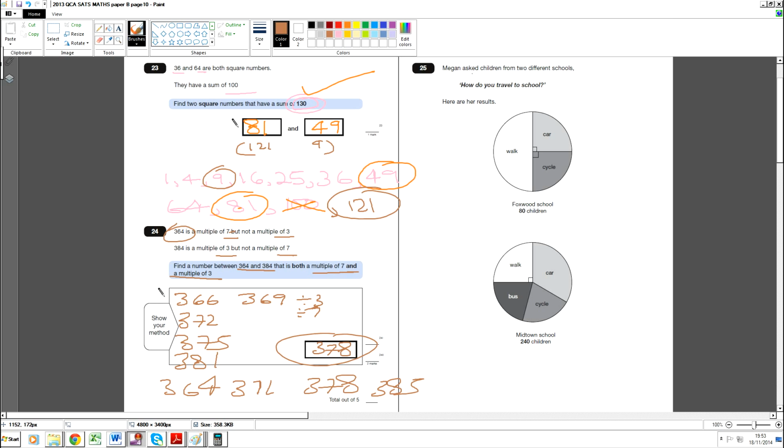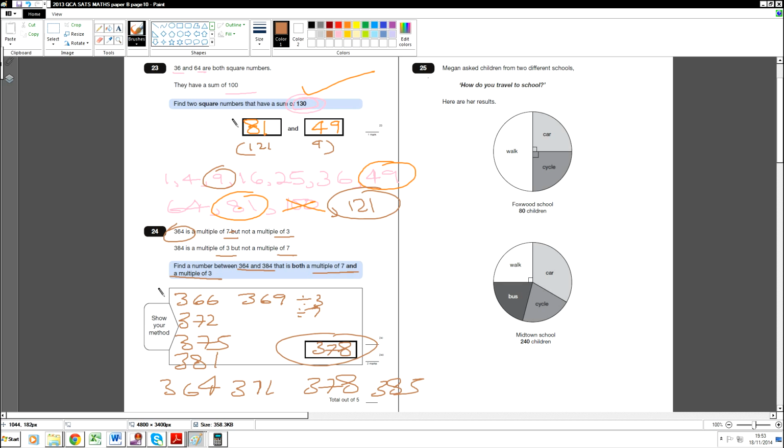Okay, question number 25. Megan asked children from 2 different schools, how do you travel to school? Here are her results. Foxwood School, 80 children, and Midtown School, 240 children. I think the question for this is actually on the next page. That's going to be a bit difficult for us to do, to load both pages at the same time, but we'll try our best.